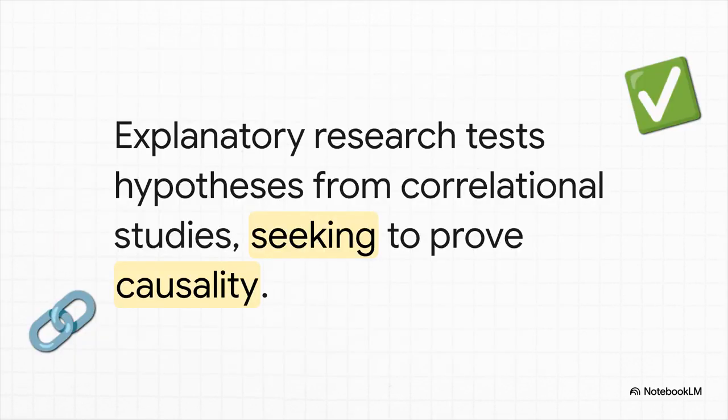So here's the key difference. We take a correlation we've already found, and then we design a study specifically to test if one thing is actually causing the change in the other. This is the gold standard. It's the highest bar to clear in research.